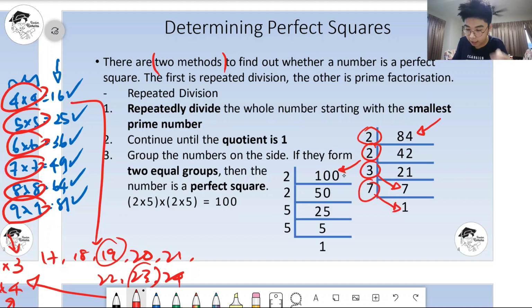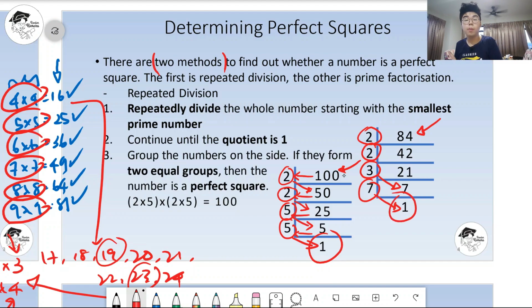Let's see in the case of 100. 100 divided by 2, you get 50. After that, 50 divided by 2, you get 25. 25 divided by 5. Why 5? Because you cannot use 2 anymore, as 25 cannot be divided by 2. 25 divided by 5, you get 5. 5 divided again by 5, you get 1. Actually, you know this already, from HCF and LCM. So you continue until the quotient, which is the number here, is 1.